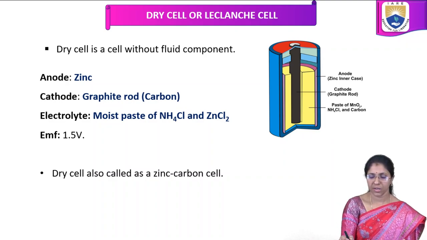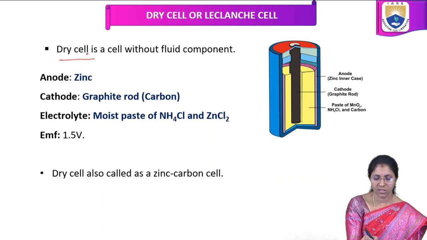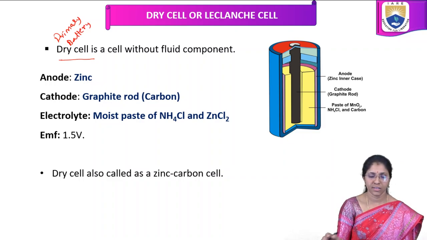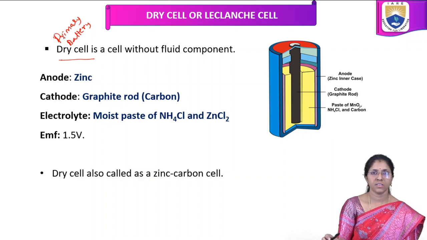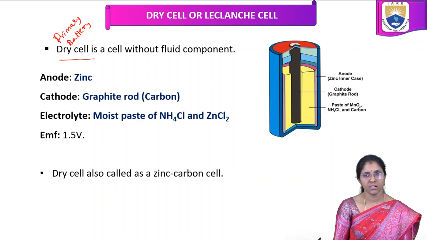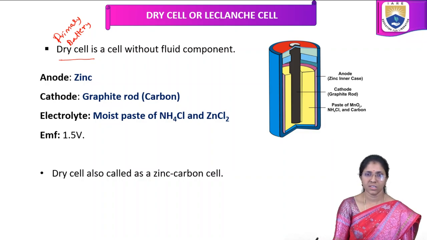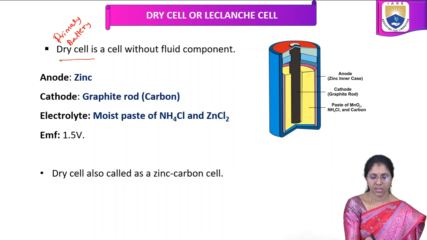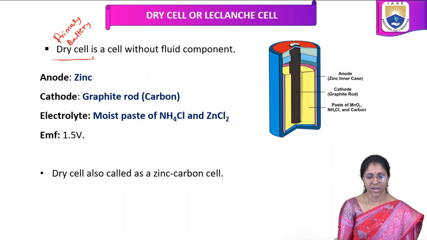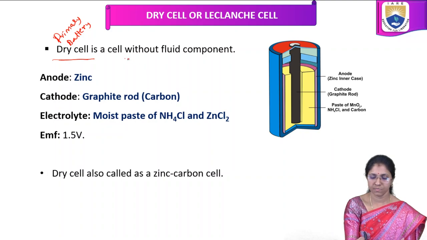This is an example of a primary battery. The cell reactions are not reversible and this is a non-rechargeable battery. It can be discarded after a single use. So the dry cell is an example of a primary battery. Dry cell means the cell without fluid component.